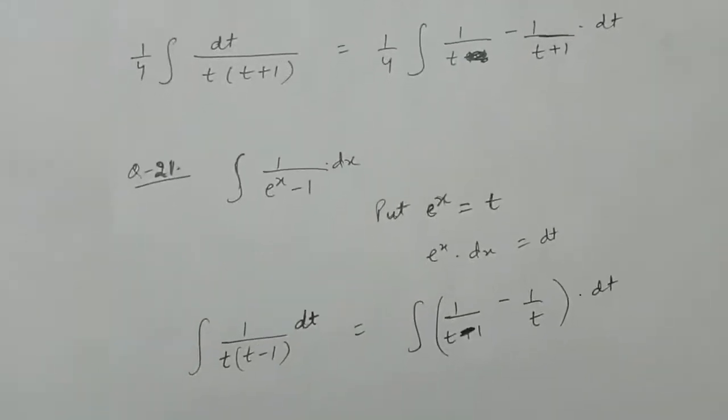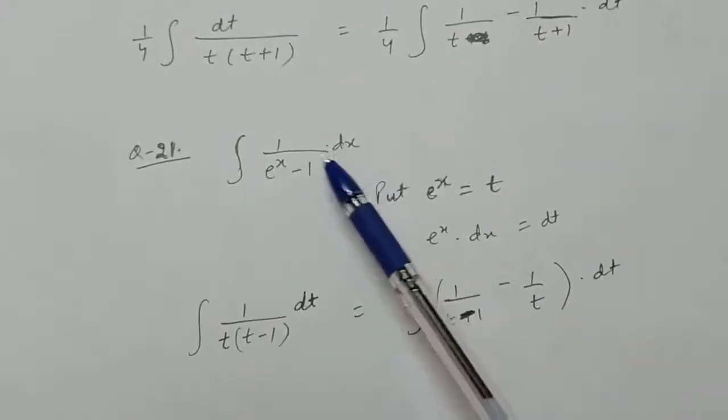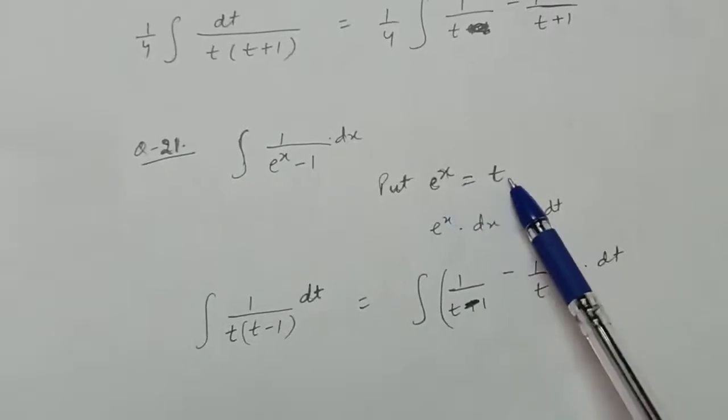Now question number 21 is integral of 1 upon e raised to the power x minus 1 into dx. In such type of question, let e raised to the power x as equal to t.